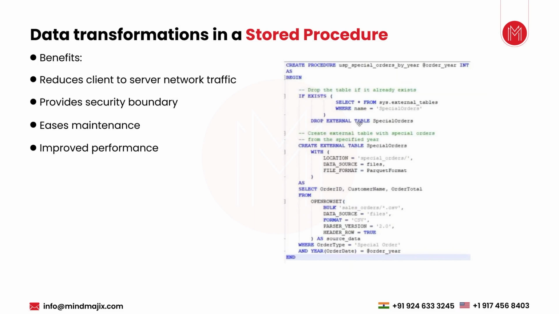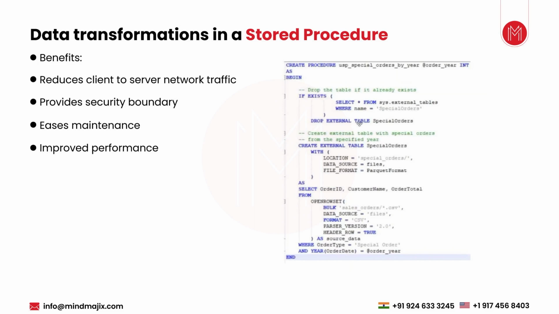So before creating, I need to drop. What I'm doing is, if this table exists in the external tables, then I'm dropping the external table with the same table name. So delete the table if it is already there, and then you create it. We have seen this in the previous slide: create external table special orders with location, data source, file format, and the select query.